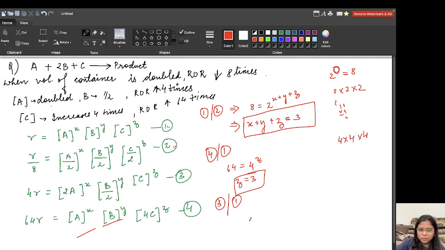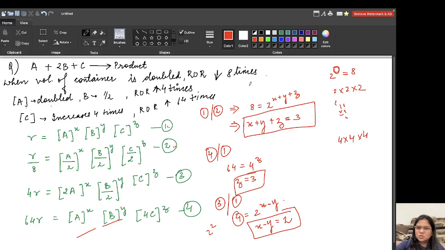3 divided by 1. So 3 will be 4 equals to 2 raised to the power X. Yeah, 2 raised to the power X, I think it will be minus Y, and C gets cancelled. So this will be X minus Y equals to 4, so X minus Y will be 2 raised to the power something. I can write this as 2 raised to the power 2 also, right? So X minus Y equals to 2. These three things we have got, okay?